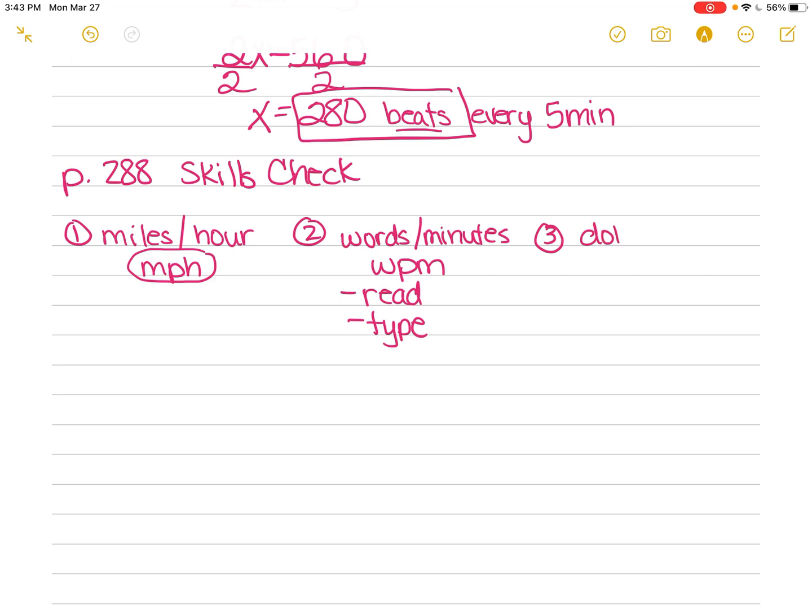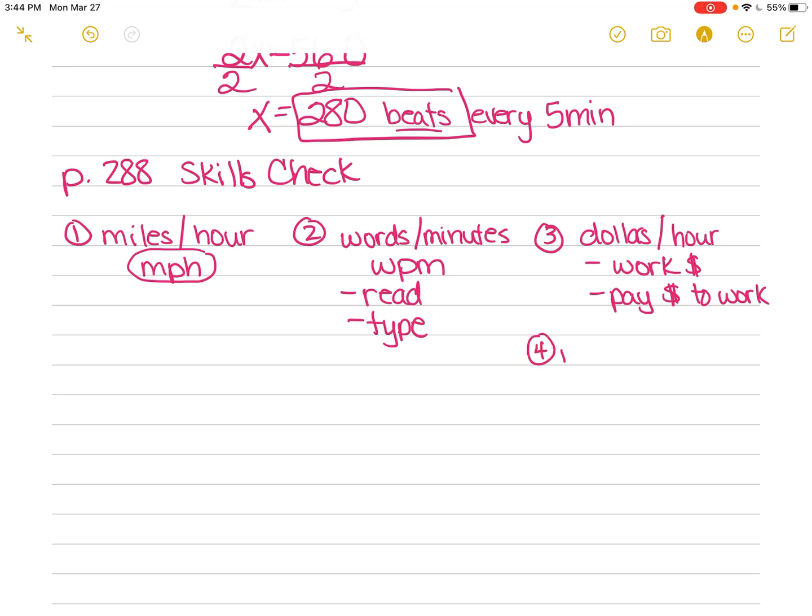Okay, dollars per hour. Oops, dollars per hour, and that one doesn't have a shortened one, but this could be, what do you think, dollars per hour? It could be how much you make at work, so how much money you're making, right? Or how much you're paying somebody to work. So if you're the boss, you might be saying, well, I'm going to pay you $10 per every hour that you work. So that's where you might see that.